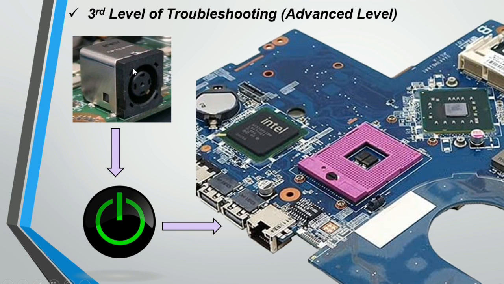So we should first check the power jack, because the power jack is the input of the power to the motherboard. This is the first item that is connected to the outside world. So we have to first check the power jack. How can we check the power jack?